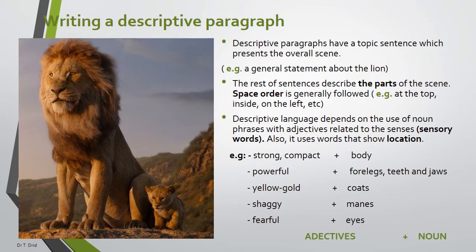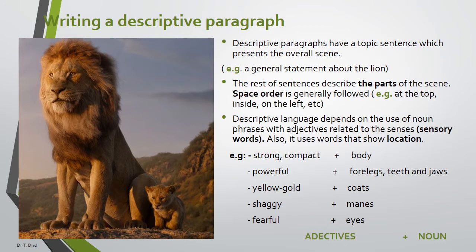Writing a descriptive paragraph. Descriptive paragraphs have a topic sentence which presents the overall scene. For instance, when we look at the picture of the lion, we can write a general statement about the lion. For instance, the lion is the beast's king. Now let's try to build up a picture like the one that we see now, giving all the details. After the topic sentence, the rest of the sentences describe the parts of the scene. Here, space order is generally followed.